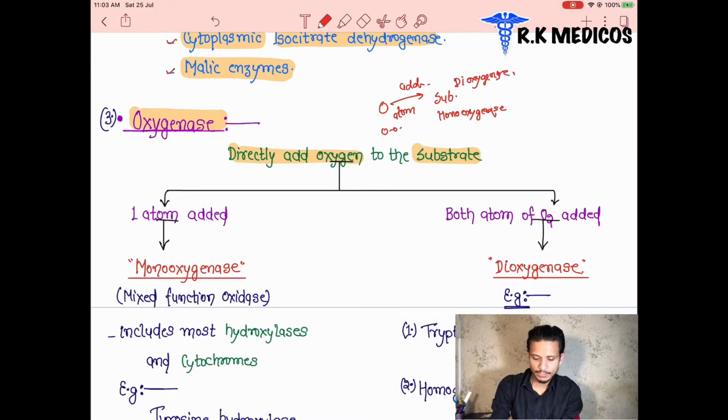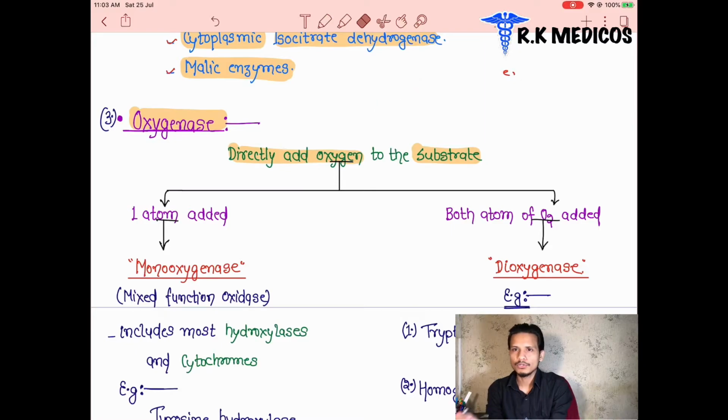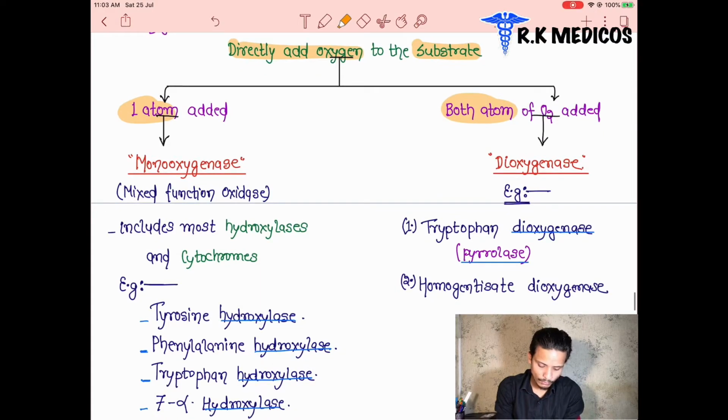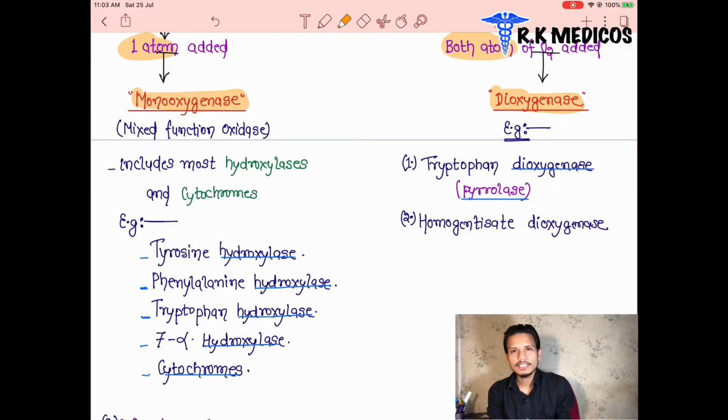So you have to memorize, when one atom is added to the substrate, it is monooxygenase, and when both atoms are attached, then it is called dioxygenase. So it will be clear for you. Now one atom is added, or both atoms of O2 will be added. These are called monooxygenase and dioxygenase. The monooxygenase has a mixed function. What are they going to perform in our body?